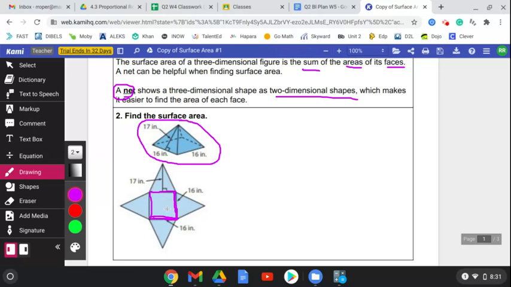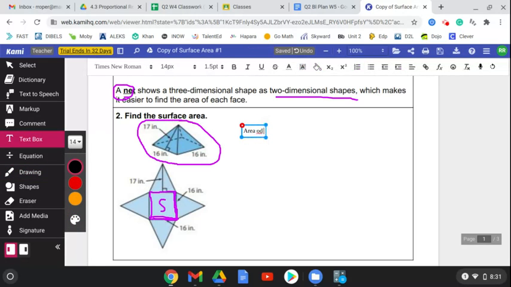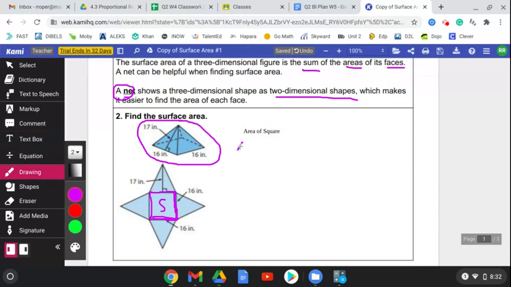So indeed it is a square. Let me put S for square, and I'll use a text box. This is the area of the square. For the area of a square, we could say area equals length times width, or area equals S squared, side squared, right? Because length times width would be 16 times 16, or 16 squared. So 16 times 16, that is what? 256. I believe that's 256.